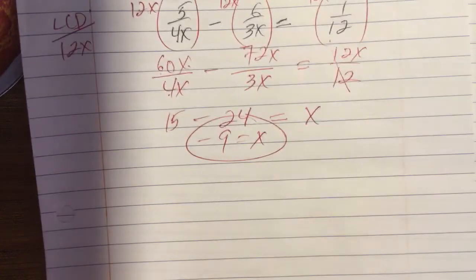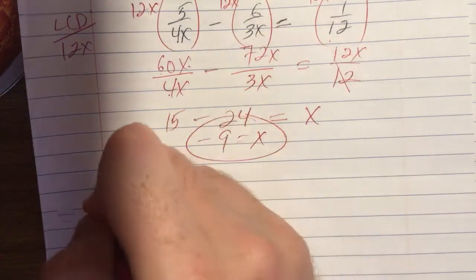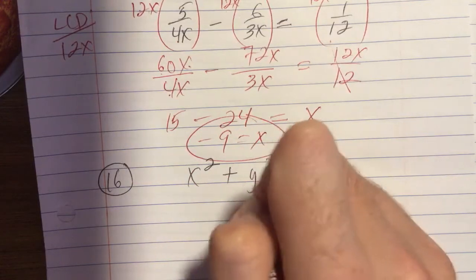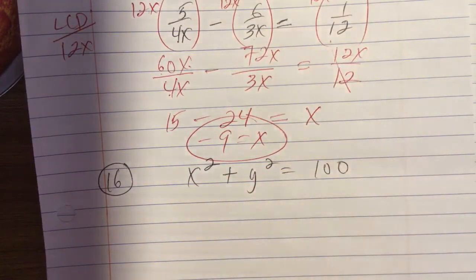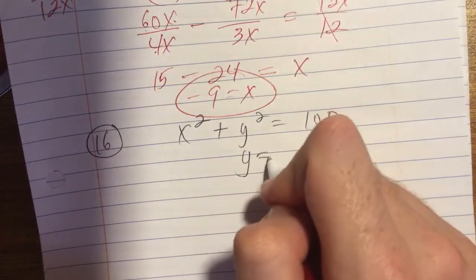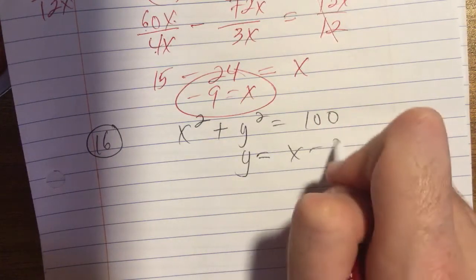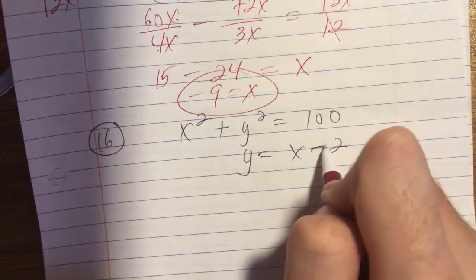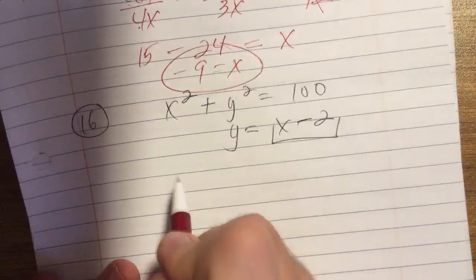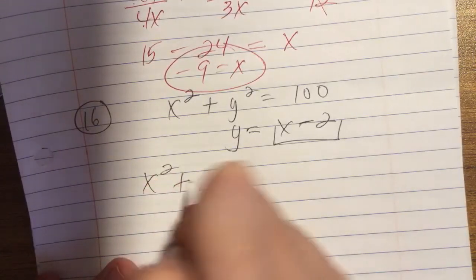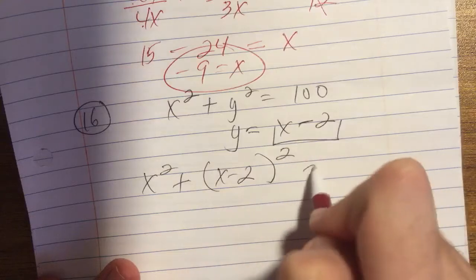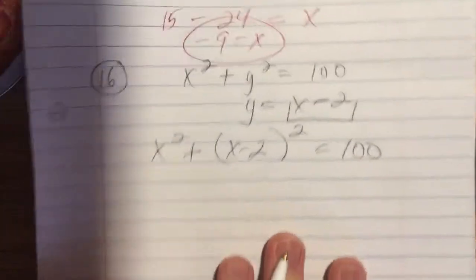Number 16, you have a system of equations that you have to solve. x squared plus y squared equals 100. If you remember from geometry, that's the equation of a circle. And they also give you a linear equation, y equals x minus 2. Since we know what y equals, we can trade out y for x minus 2. x squared plus, instead of y, I'm going to put x minus 2 in parentheses and square that, and set it equal to 100.